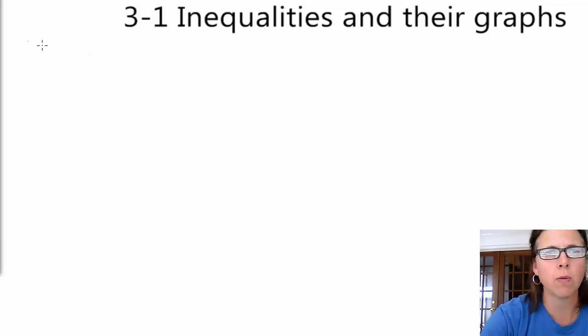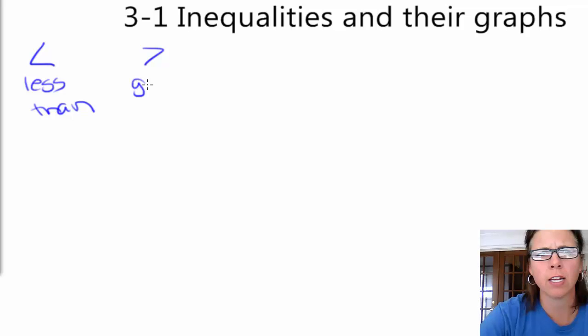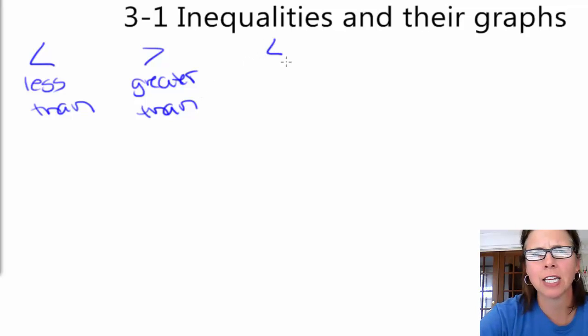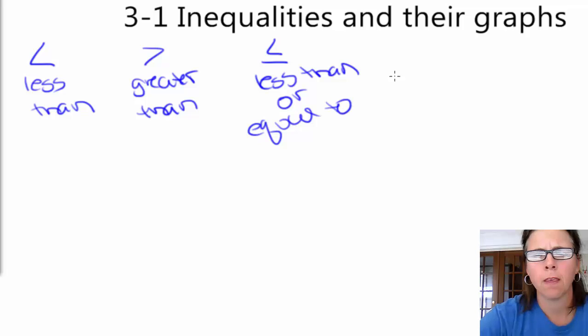Okay, today we're doing 3-1 inequalities and their graphs. So remember, we have less than, this should be a review, greater than, remember the mouth is always eating the bigger number, less than or equal to, and then greater than or equal to.